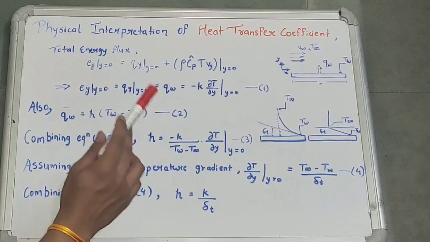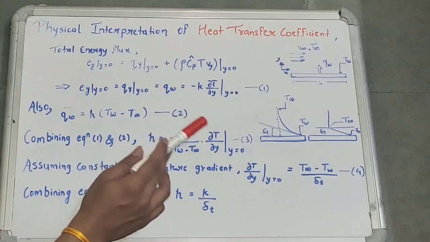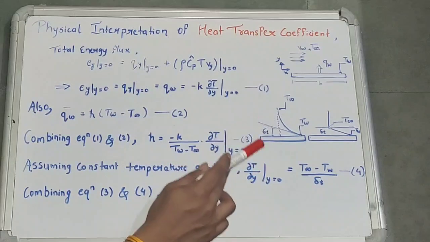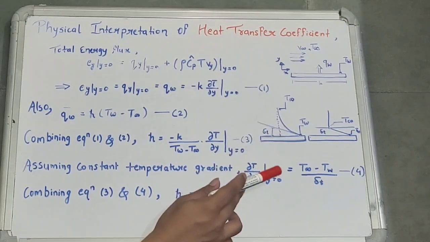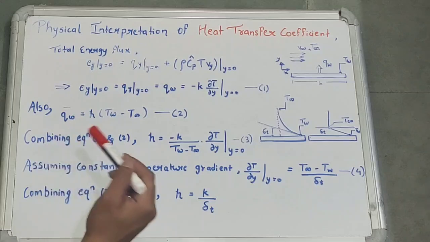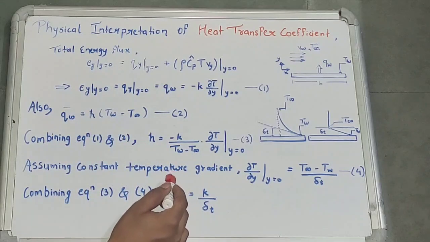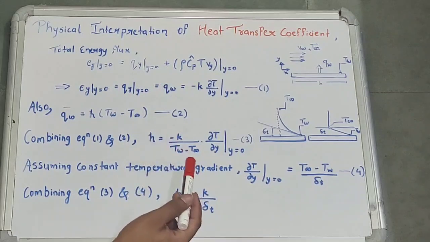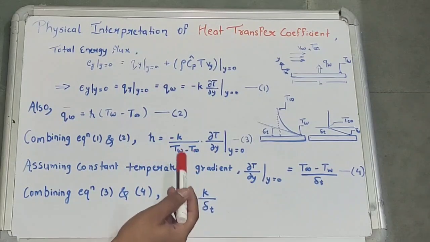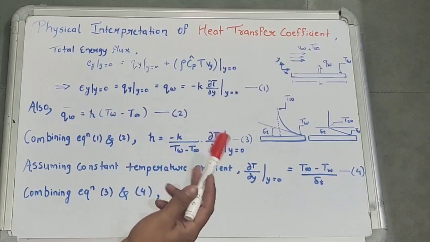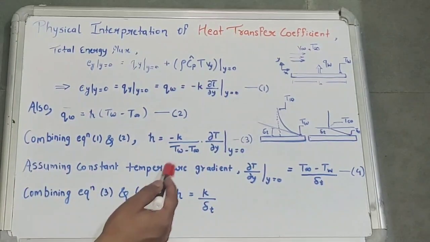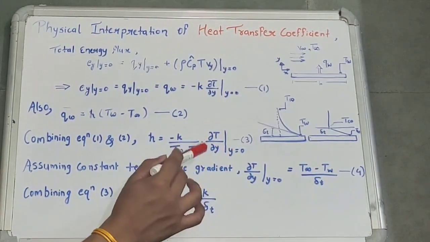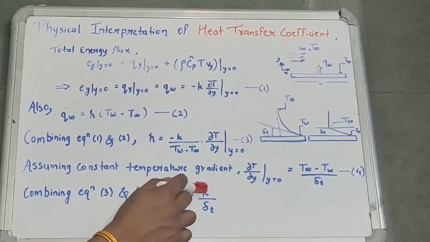The temperature gradient in the film is constant and is equal to ∂T by ∂y at y equal to 0 is equal to (T infinity minus Tw) by delta T. This is nothing but our equation 4. Now, by combining equation 3 and equation 4, we get h is equal to K by delta T. This indicates the relation between the thickness of the film delta T and the value h. So basically this equation indicates that heat transfer coefficient is directly proportional to the thermal conductivity and inversely proportional to the thickness.